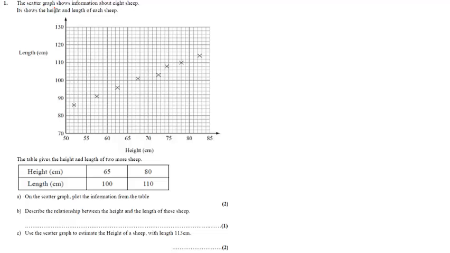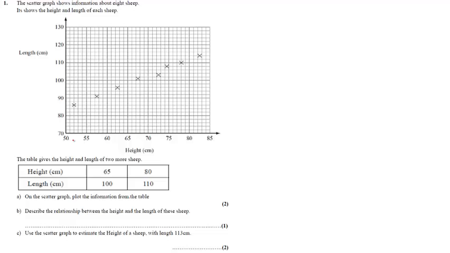It says the scatter graph shows information about 8 sheep. It shows the height and the length of each sheep. You could tell that from the scales and the axes, so that's length and height, and there are 8 crosses on the scatter graph right now. Those are 8 different sheep, and their information is being plotted.